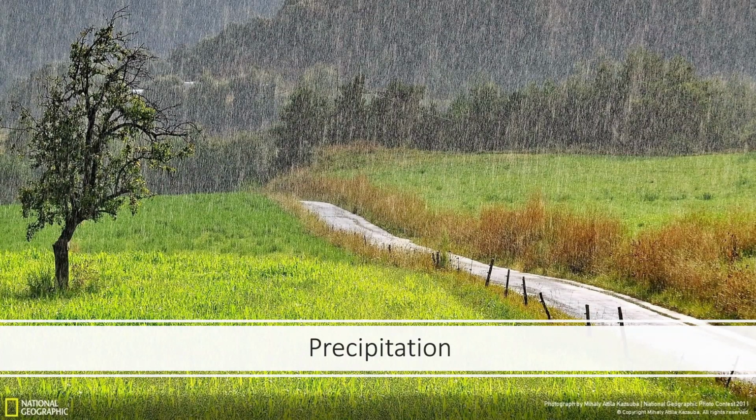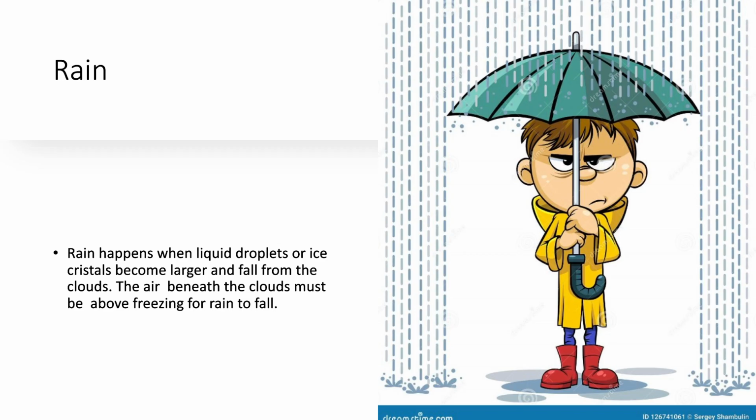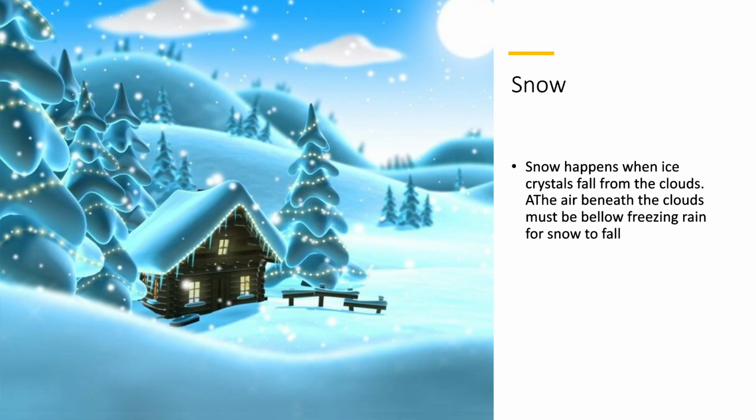Precipitation. Let's talk about rain, snow, ice, hail, all of those things. Rain happens when liquid droplets or ice crystals become larger and fall from the clouds. The air beneath the clouds must be above freezing for rain to fall. Snow happens when ice crystals fall from the clouds. The air beneath the clouds must be below freezing for snow to fall.